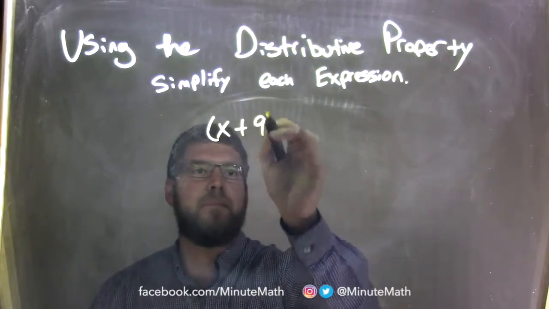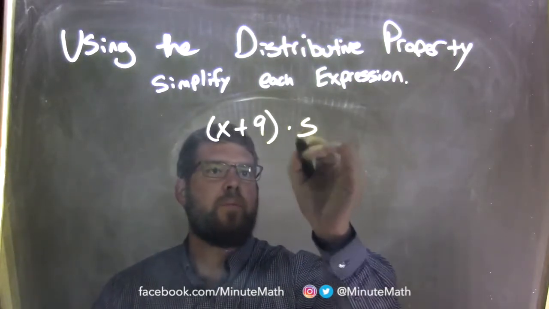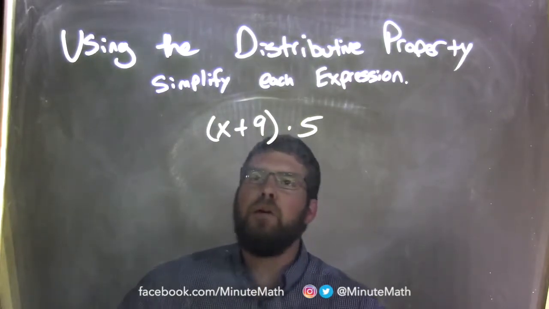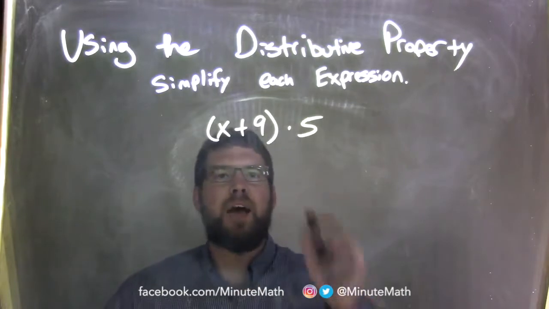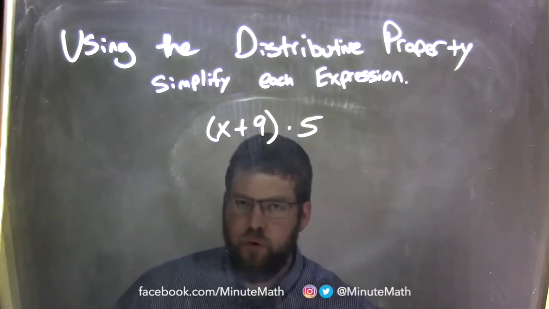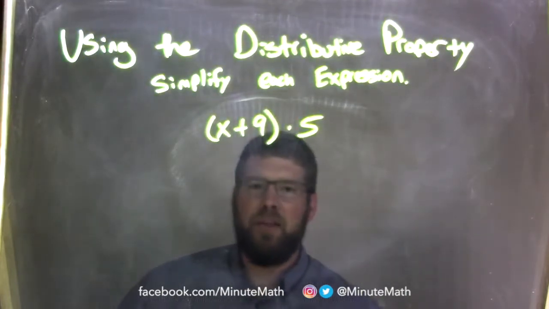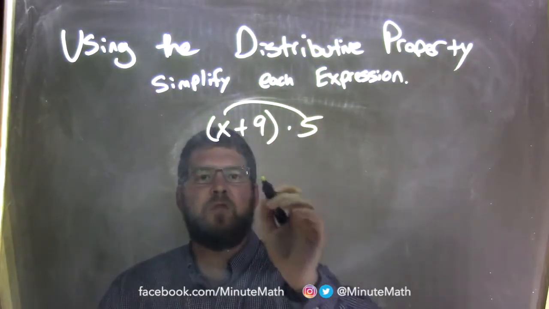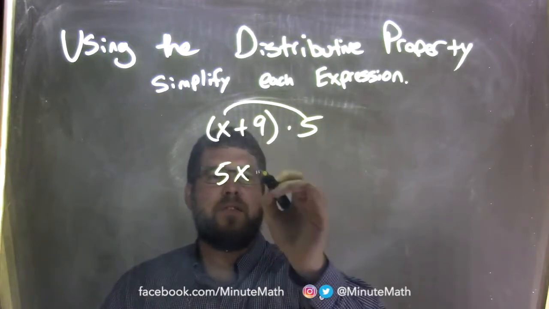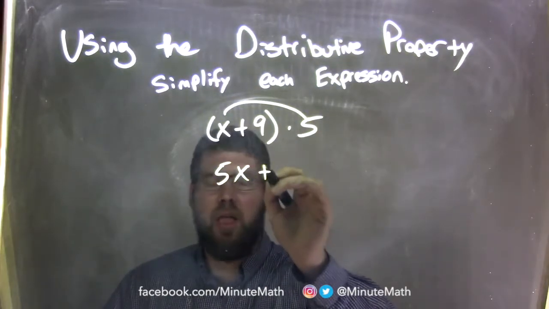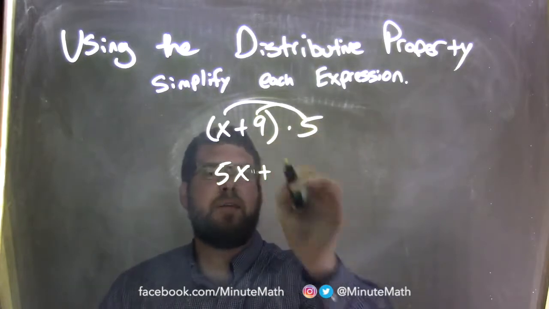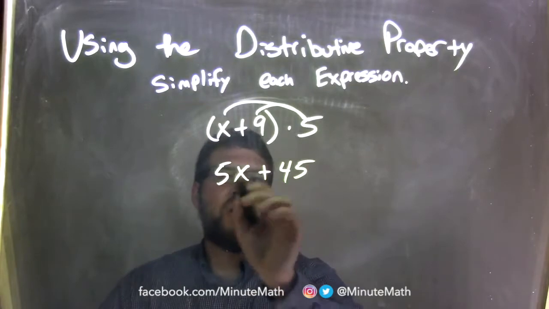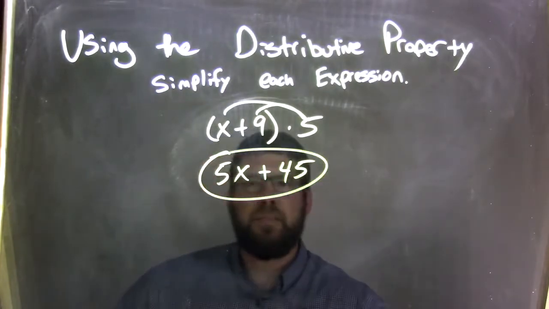x plus 9 times 5. Okay? So let's simplify that. Well, x plus 9 is inside the parentheses. Great, but they're not like terms, so we can't do anything with it. So now we have to distribute the 5. Multiplication. 5 times x first is 5x. Plus sign comes down, and 5 times 9 is 45. And that is actually our final answer. These are not like terms, so we cannot combine them.